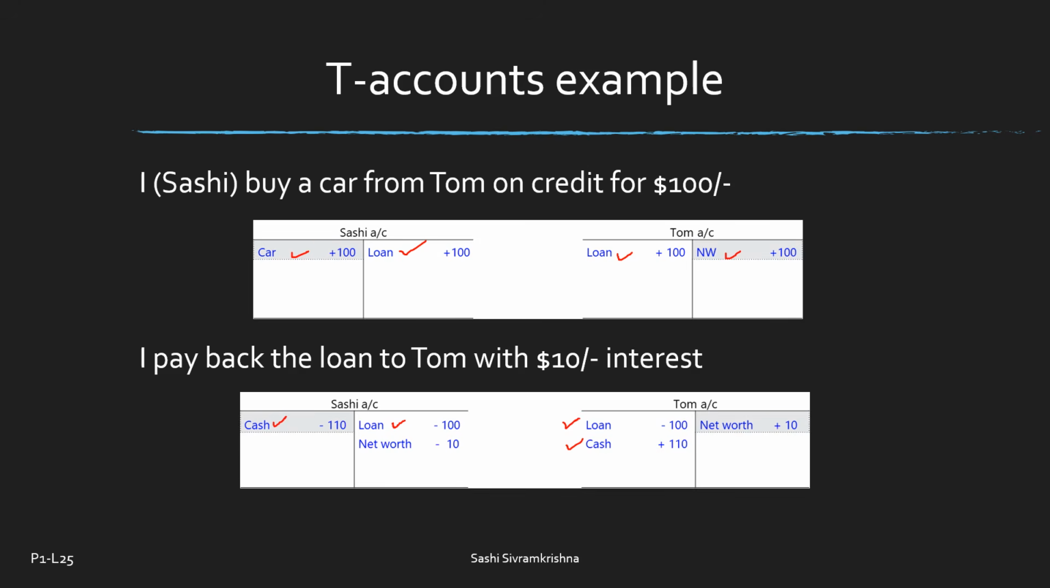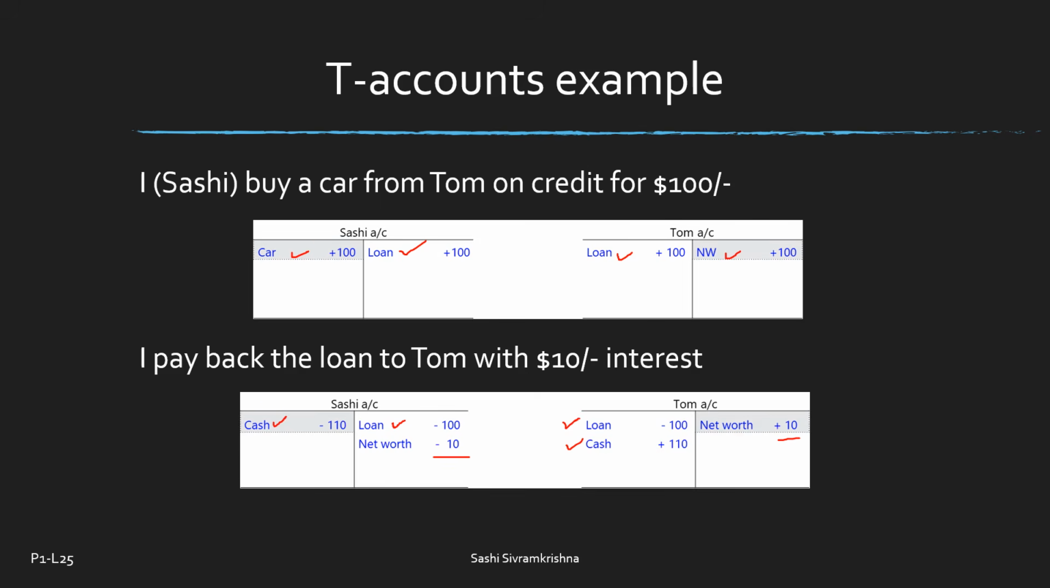It's clear now that through this transaction, our net worths have been affected. Since I have lost assets of 110, but my liabilities have decreased only by $100, my net worth has decreased by 10. Tom, on the other hand, gets an asset of 110, which is cash, but loses another asset of only $100, and therefore his net worth increases by $10.